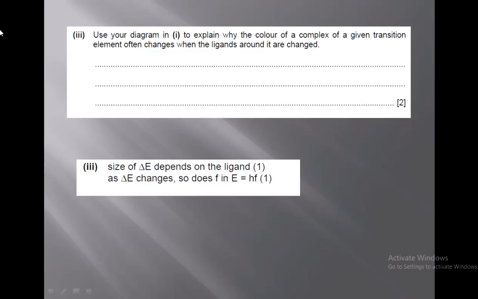So the strong field ligands would split the d orbitals, and the splitting energy would have a higher magnitude, while the weak field ligands will split the d orbitals to a lower extent. So the splitting energy would have a lower magnitude. So the size of the splitting energy depends on the ligand.